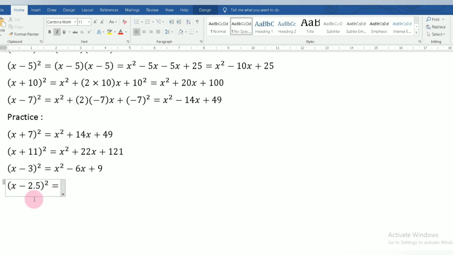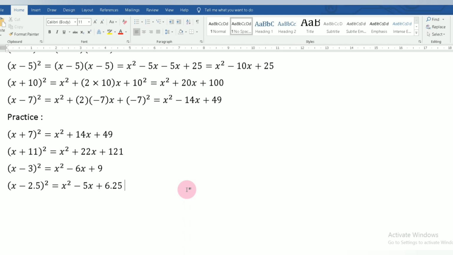How about this one? If we simplify, it will be x squared minus 2 times 2.5 times x, so it is minus 5x, plus 2.5 squared, which is 6.25. So this is the first skill that you need to master.